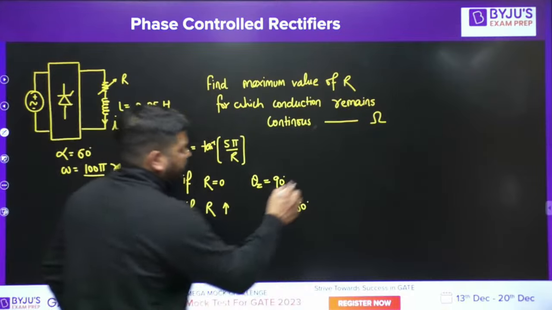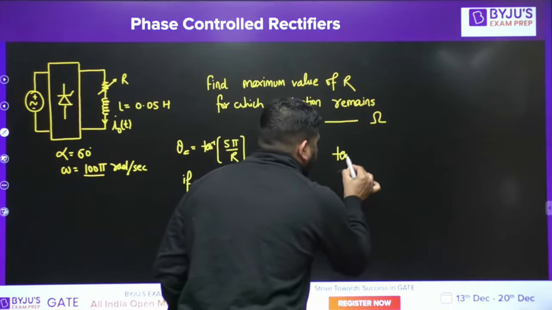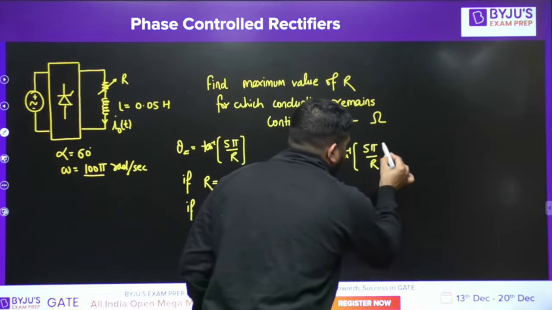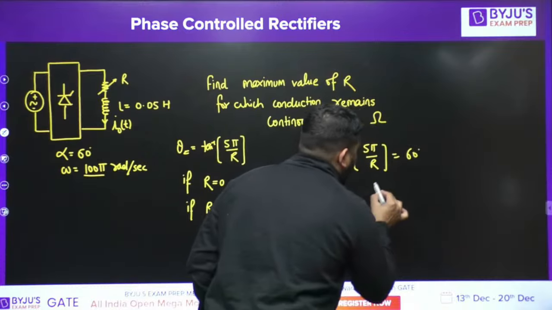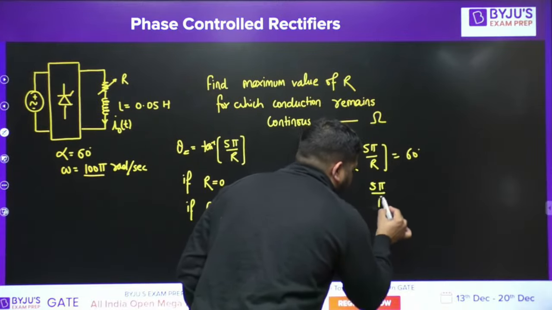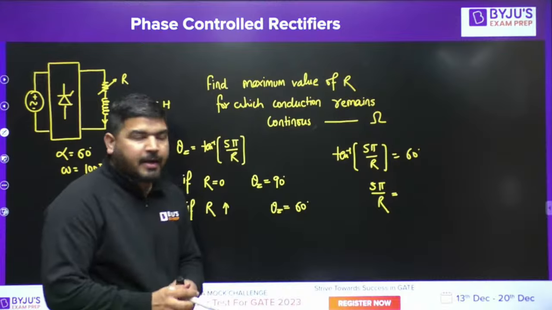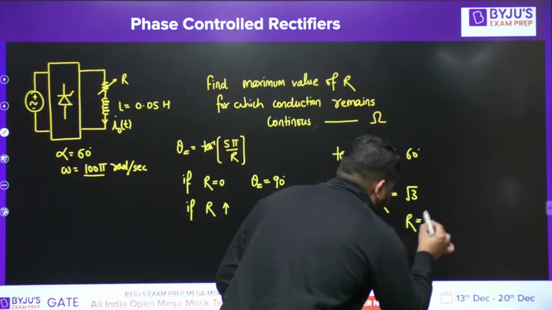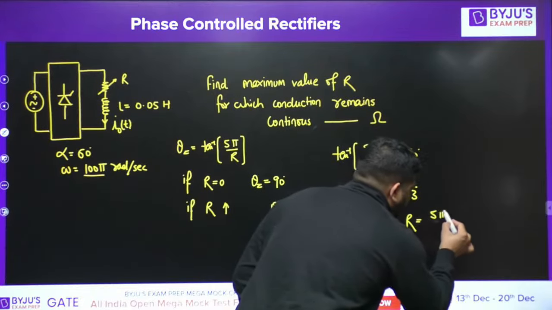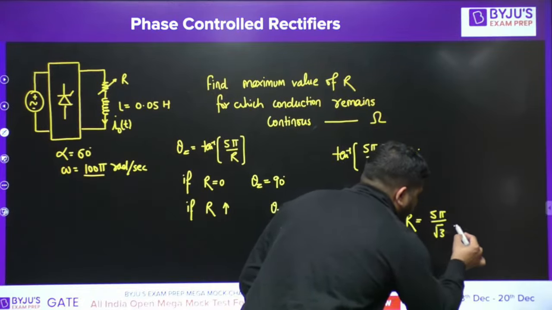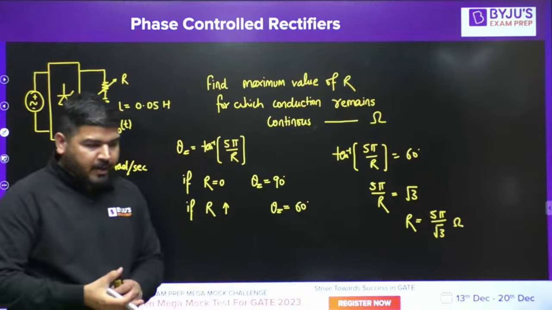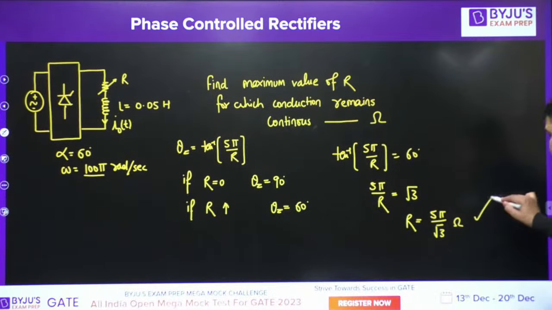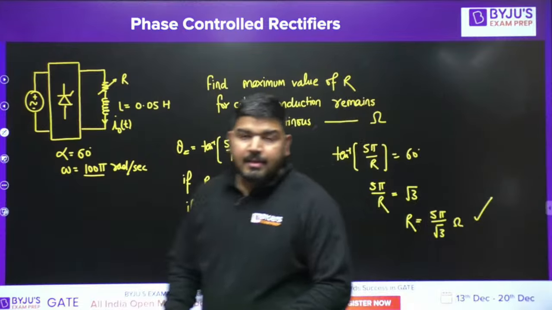So what you can do is calculate tan inverse of 5 pi by R equal to 60 degree. From here 5 pi by R equal to tan 60 degree, and tan 60 degree is root 3. So from this relation I can say that R is equal to 5 pi by root 3 ohm. This is the resistance value, guys, and this is the maximum resistance.